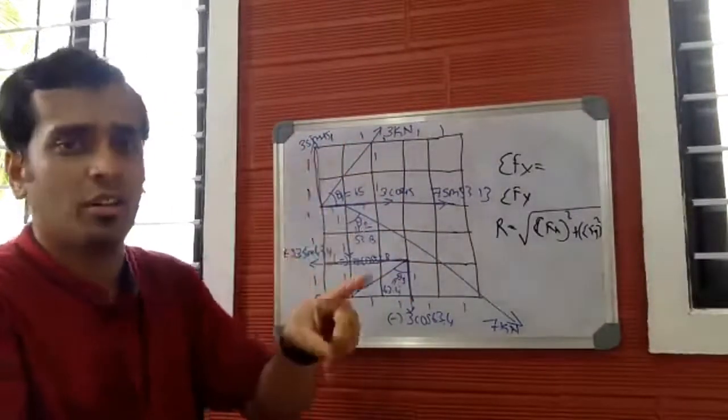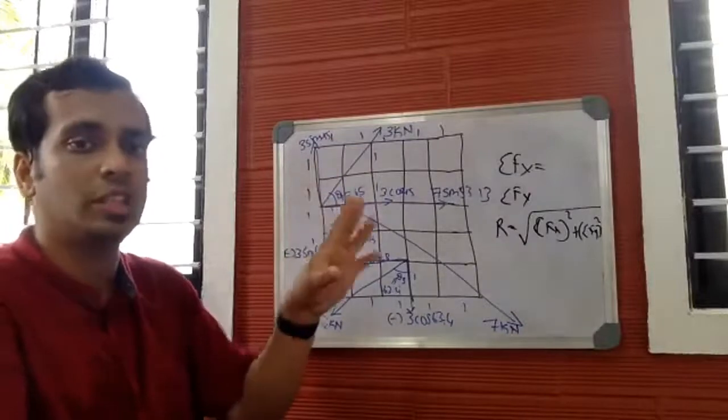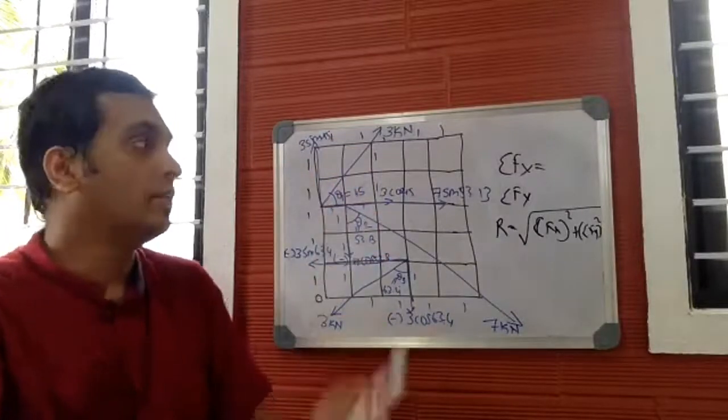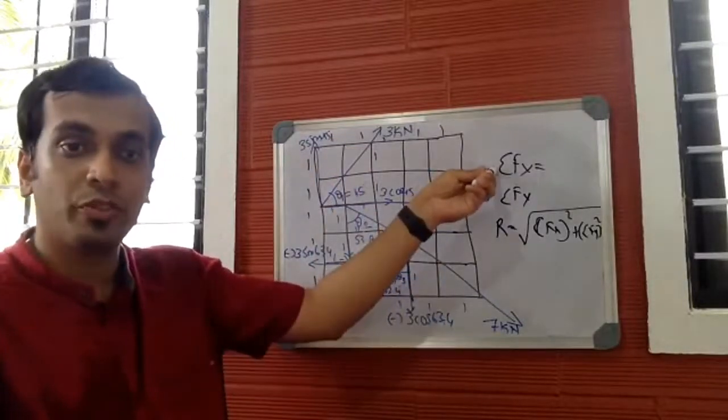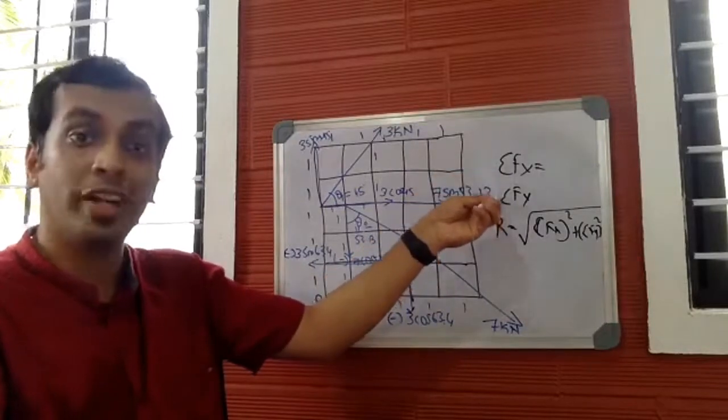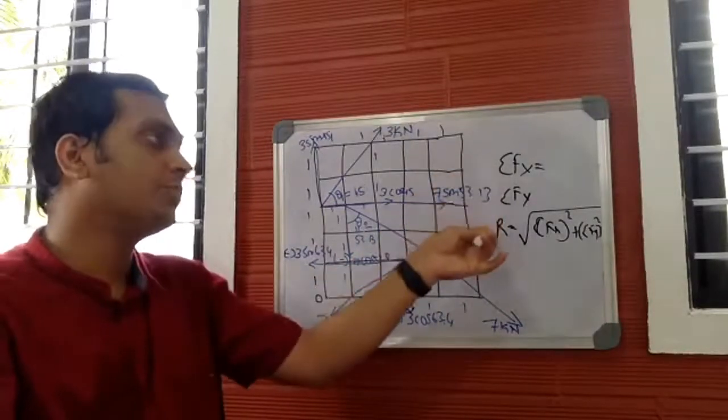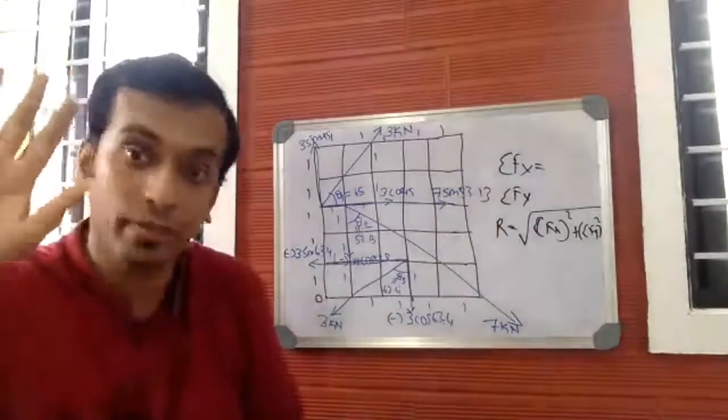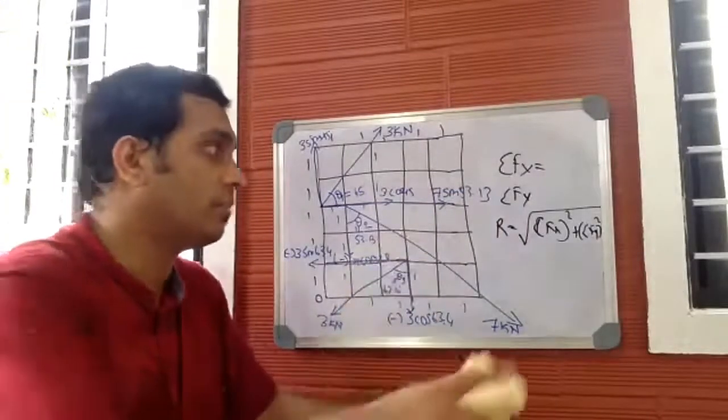Step number 1 is to resolve. You can resolve each force into its horizontal and vertical components. You know how to resolve. And once you resolve, you can find summation of all the forces moving along x direction, summation of all the forces moving along y direction, and using these two data, you can find the magnitude of the resultant. You're done with step number 4. You got the value of the resultant.